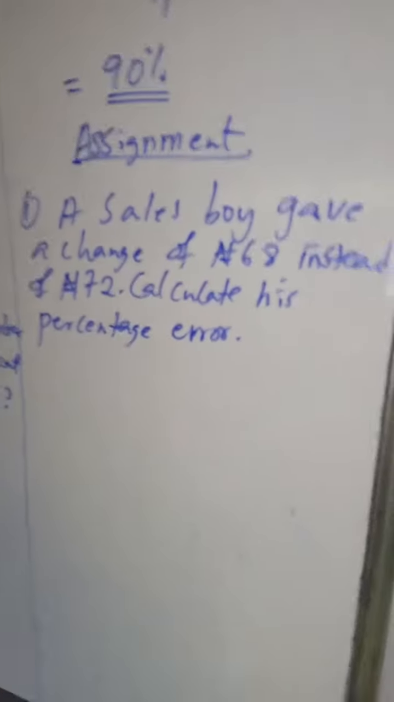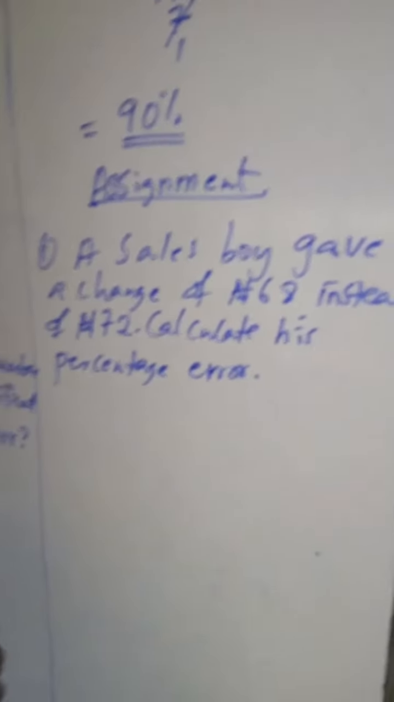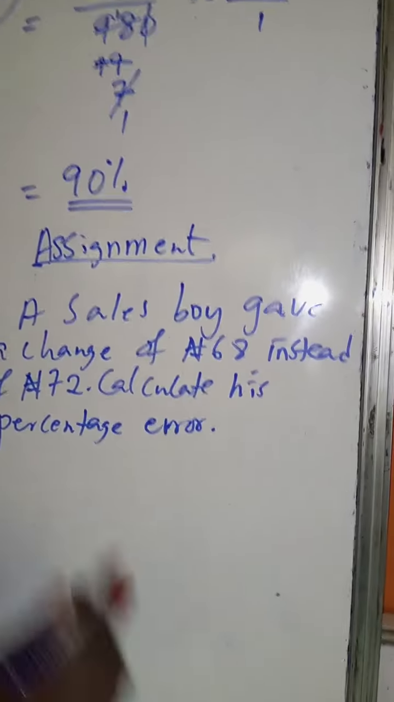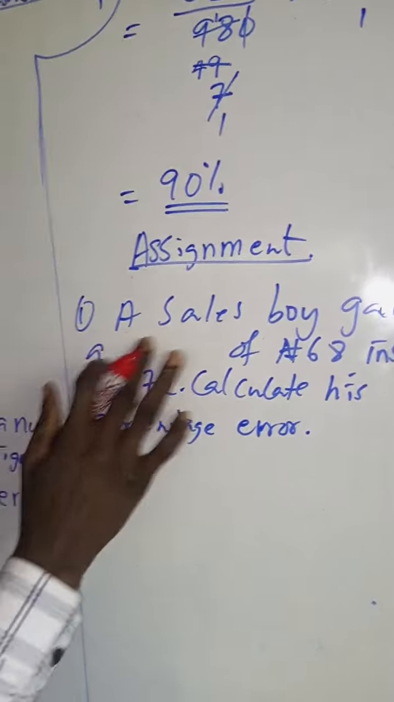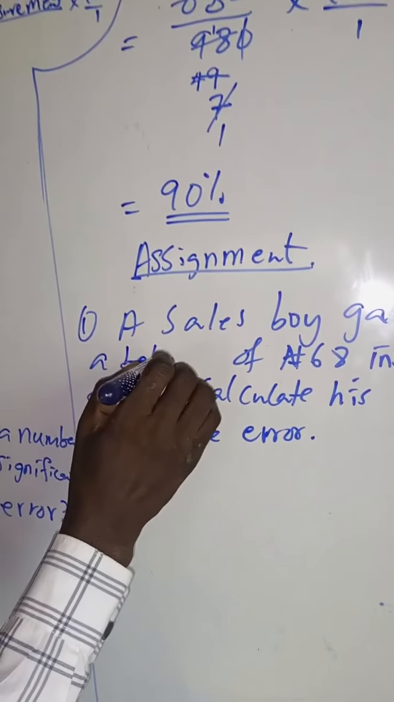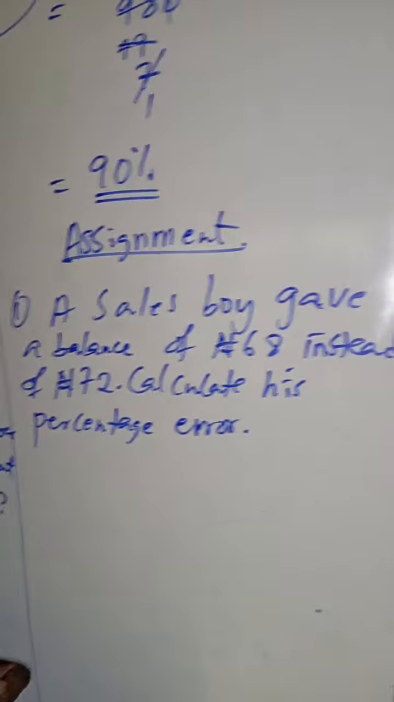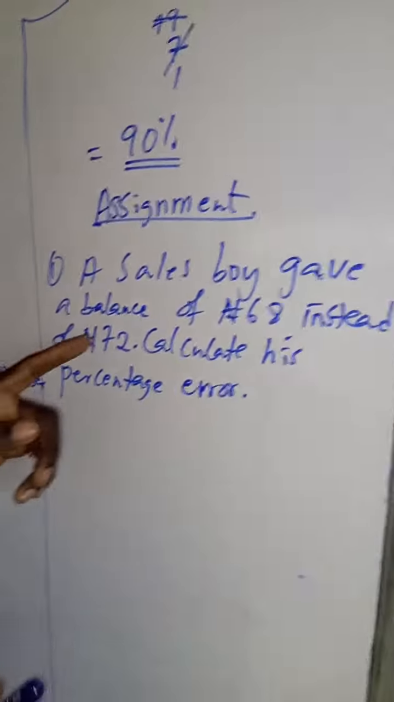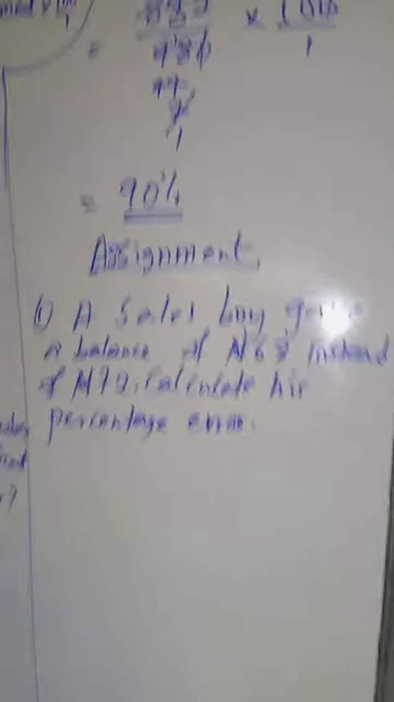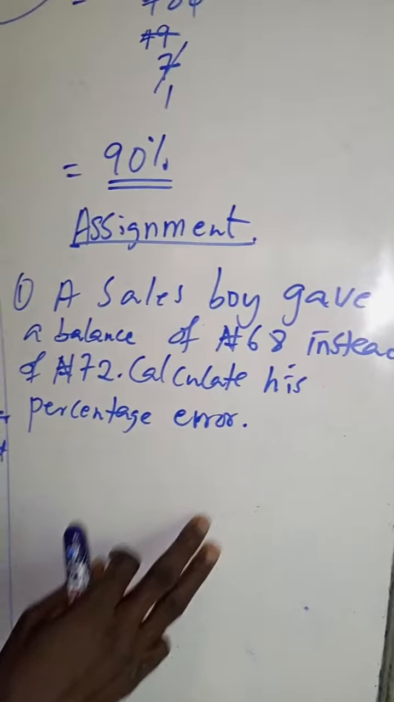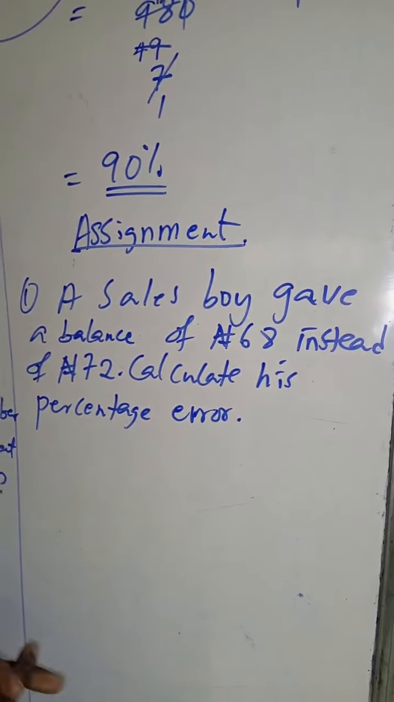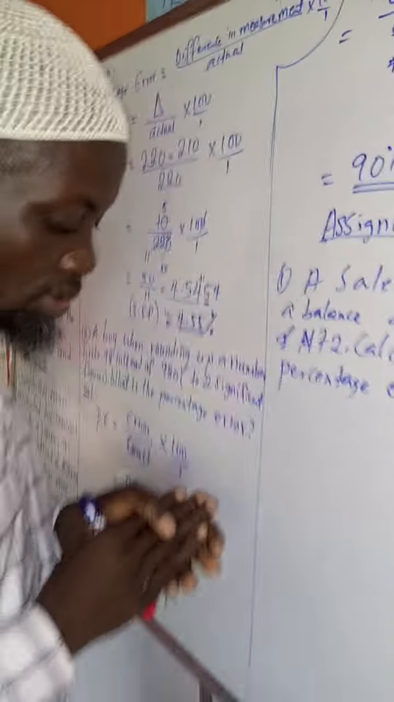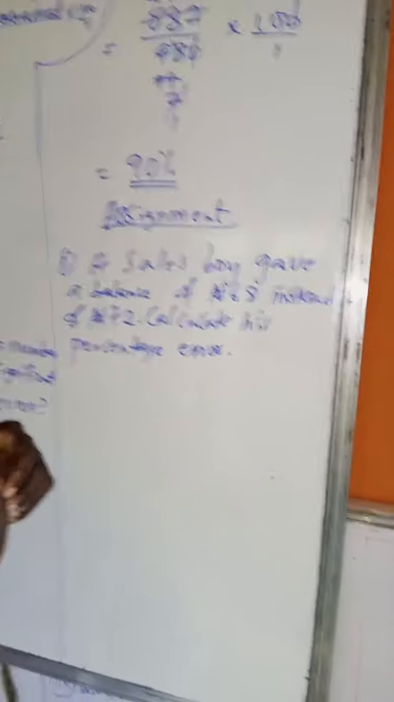A sales boy gave a change. Call it change. Change in what it should be, a balance. A balance of 68 naira instead of 72. Calculate its percentage error. Now, this video is meant for SS2 and SS1, a very inquisitive SS1.